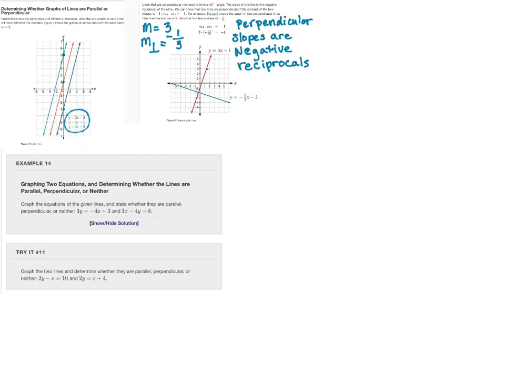What if the original one's already negative? Great question, Duncan. What if the original one's already negative? So m equals -1/2. Positive? M perpendicular is +2. Great question. So you're going to flip it and change the sign.